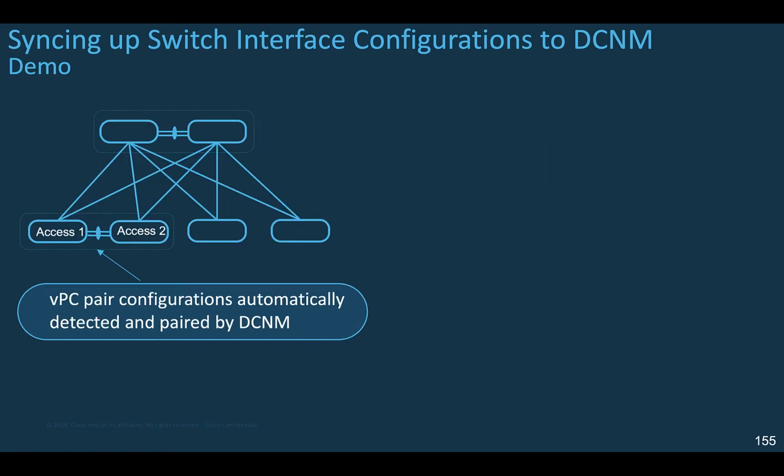In the next demo, we will see first a VPC pair configuration automatically detected and paired by DCNM. Instead of pushing the configurations, DCNM will learn it, accept it, and will store it in its database as a reference configuration.